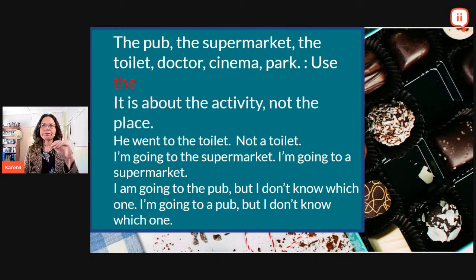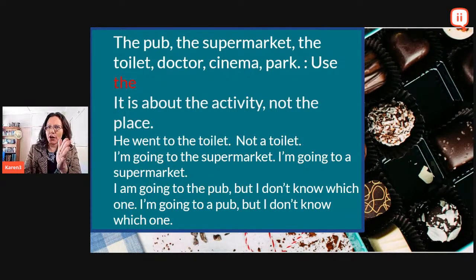So he went to the toilet, not a toilet. It's always got to be the toilet, because you're talking about an activity, not a place. I'm going to the supermarket. I'm going shopping. Versus I'm going to a supermarket. What are you going to do there?